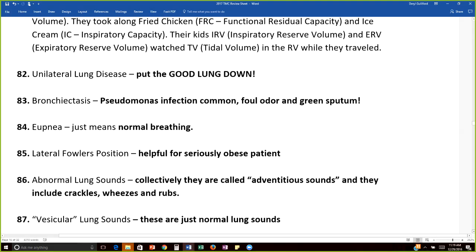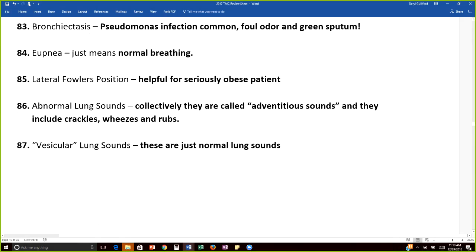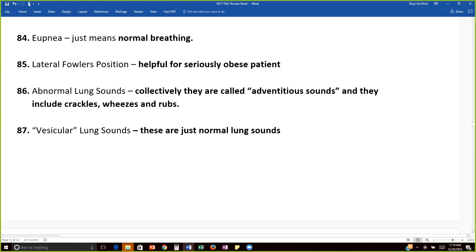Just need to know that. Eupnea, we covered that at the top of this presentation. Lateral Fowler's is a position in which we have the patient in Fowler's position but turned to their side. This may be helpful for seriously obese patients to help them breathe. And I just want to make sure you know the word adventitious.